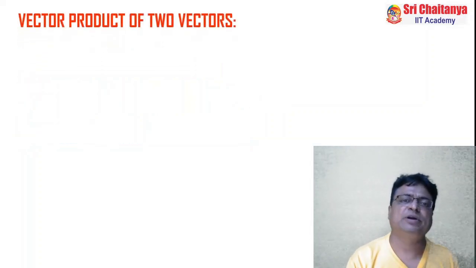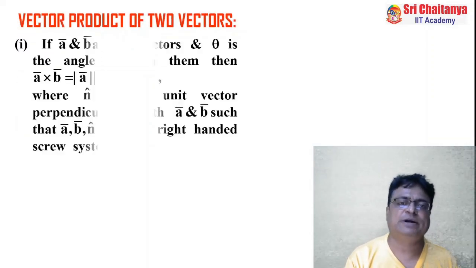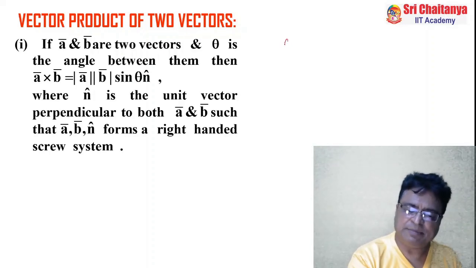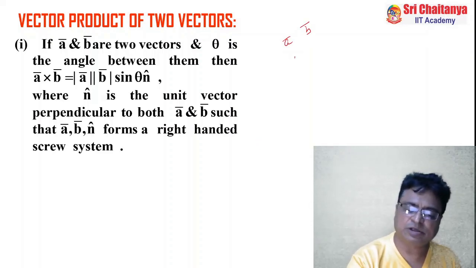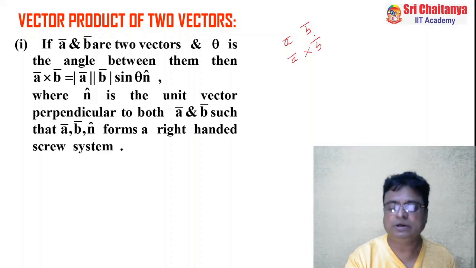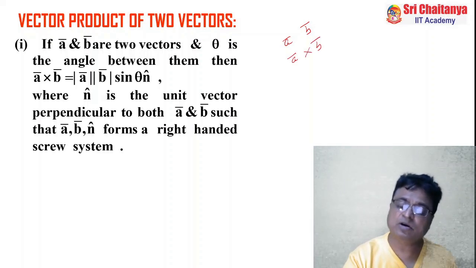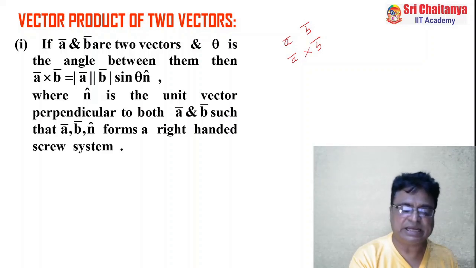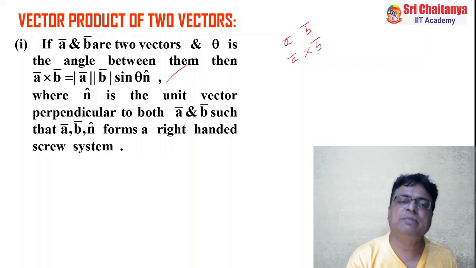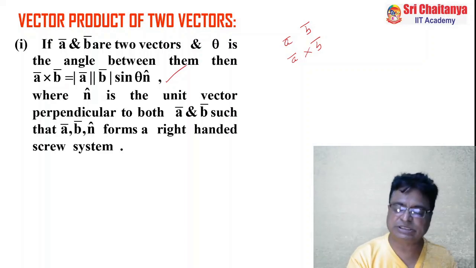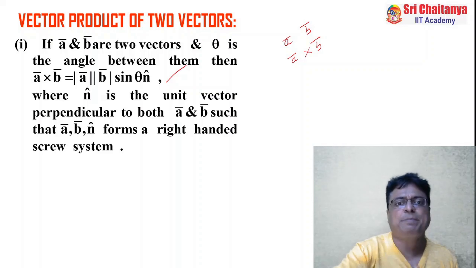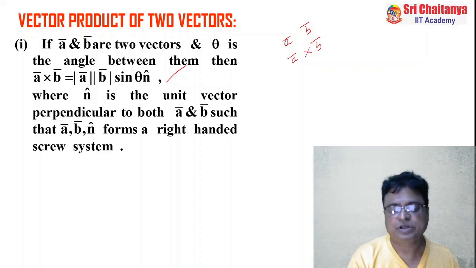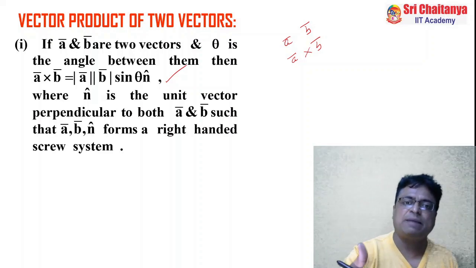Now coming to the vector product of two vectors. See, if A bar and B bar are any two vectors and theta is the angle between them, then the cross product or vector product between the two vectors is denoted by A bar into B bar. We can read it as A bar cross B bar, and it is defined as A bar cross B bar equals mod A bar mod B bar sine theta n cap. What is theta? The angle between A bar and B bar. What is n cap? That is the unit vector perpendicular to both A bar and B bar, so that A bar, B bar, n cap form a right-handed system.